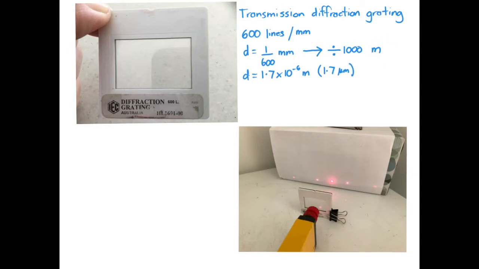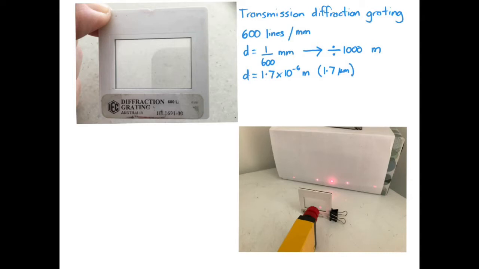So in this case here, the distance between those slits would be 1.7 times 10 to the minus 6 metres, or 1.7 micrometres. A millimetre is 1,000th of a metre. A micrometre is 1,000,000th of a metre.